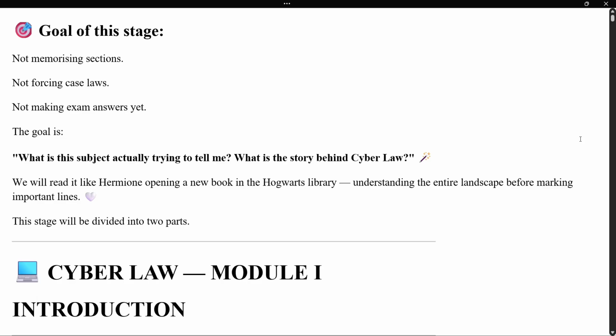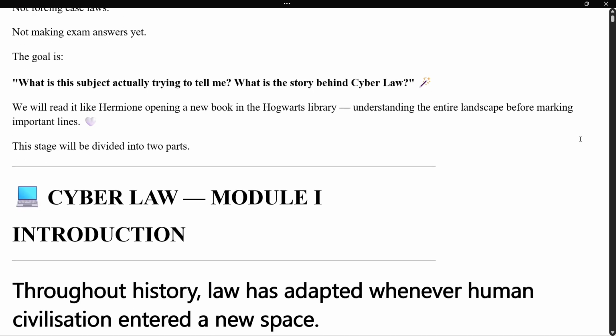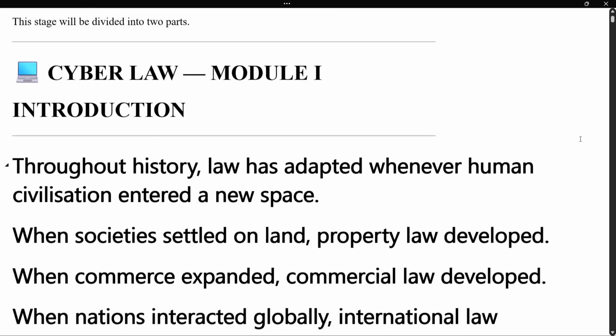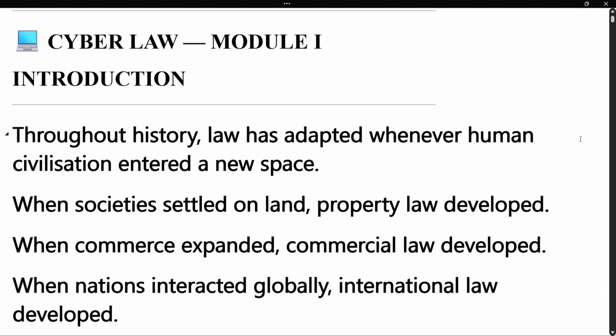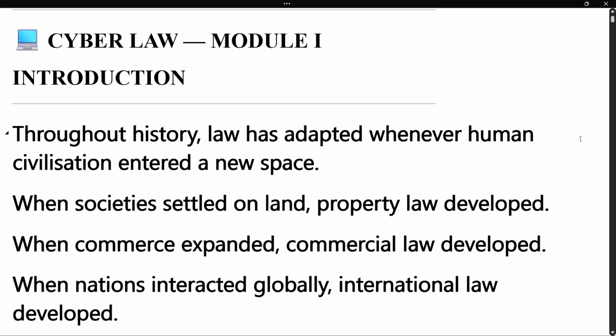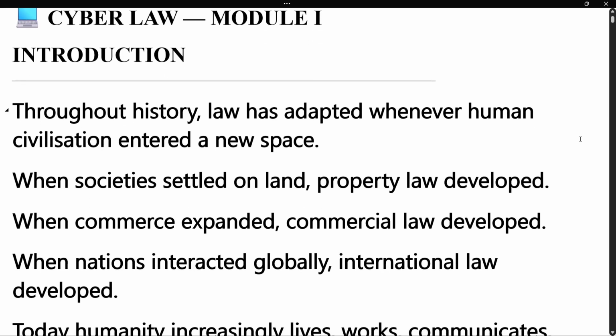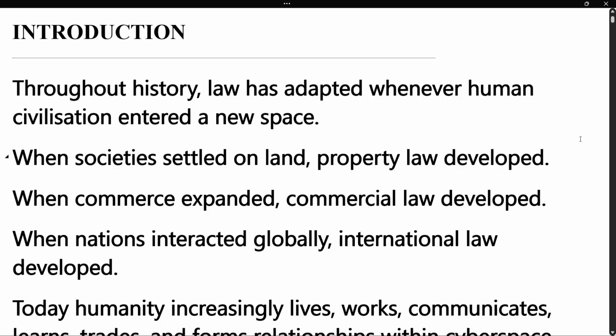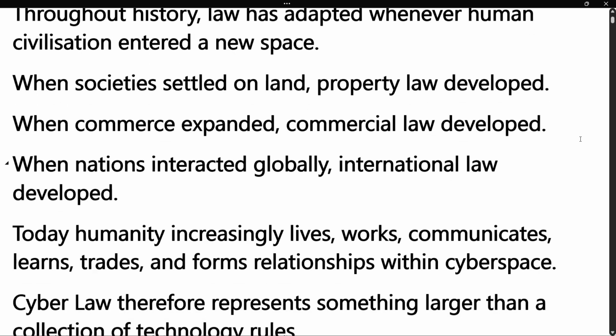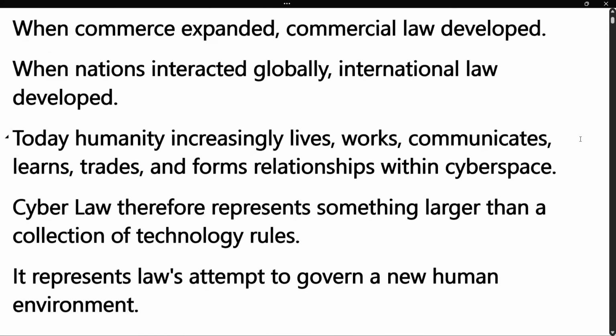Cyber Law, Module I. Introduction. Throughout history, law has adapted whenever human civilization entered a new space. When societies settled on land, property law developed. When commerce expanded, commercial law developed. When nations interacted globally, international law developed.